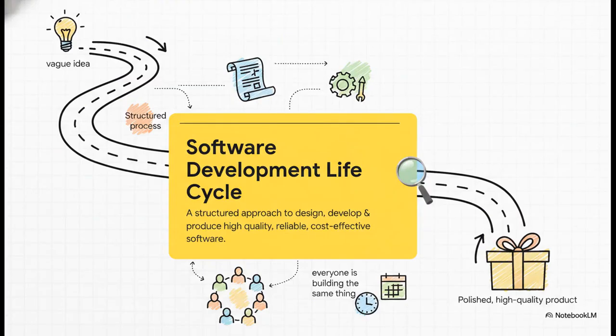Well, the answer lies in something called the Software Development Lifecycle, or SDLC for short. This is the master plan, the thing that brings some order to all that creative chaos. You should think of it like a roadmap that guides a team from a fuzzy idea all the way to a polished, high-quality product. It makes sure everyone's on the same page, all working toward the exact same goal.